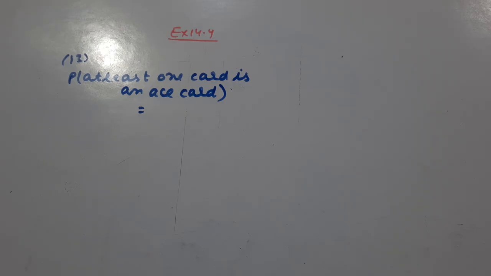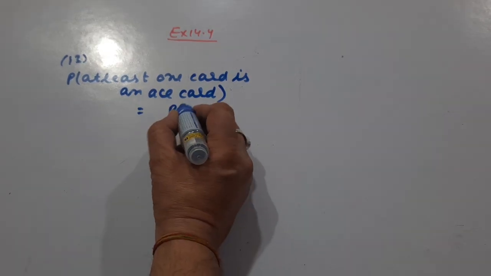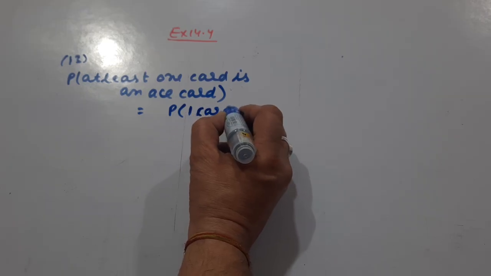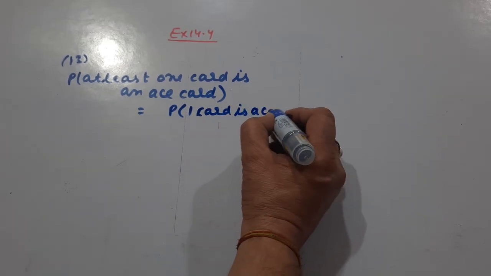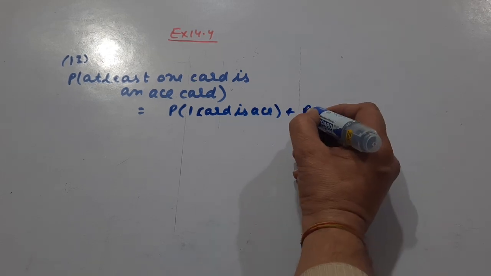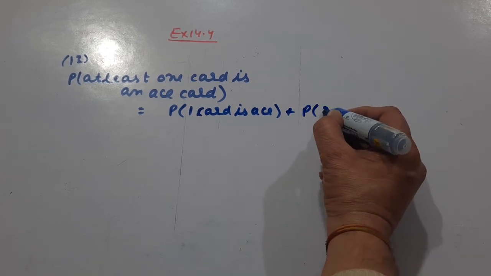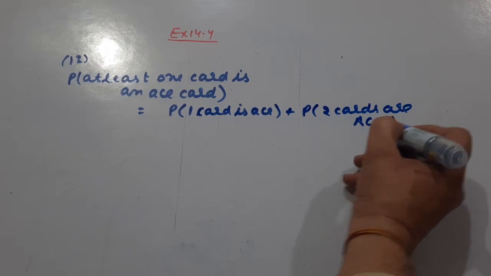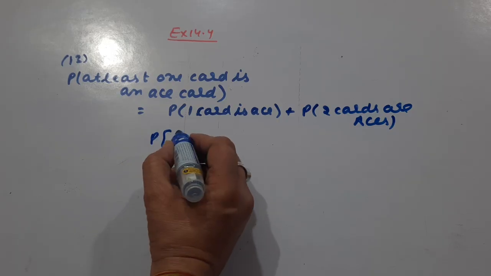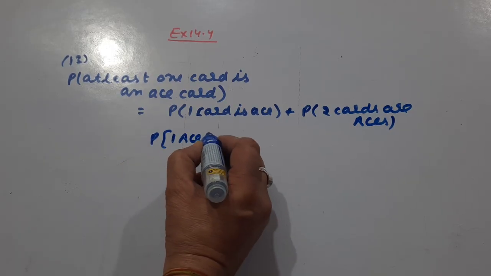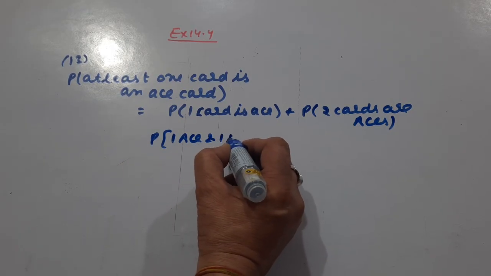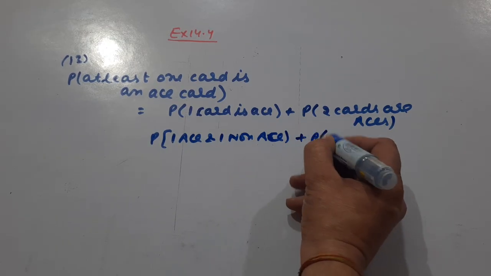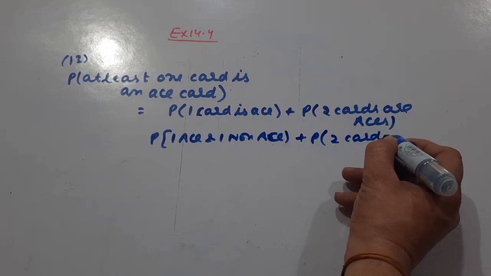So two cards are to be drawn. So it means either one card is an ace, or both cards are aces. Here we can write: one card is an ace and the other card is a non-ace, plus two cards that are aces.